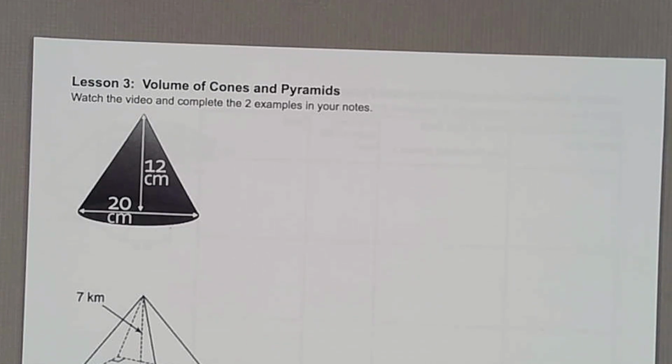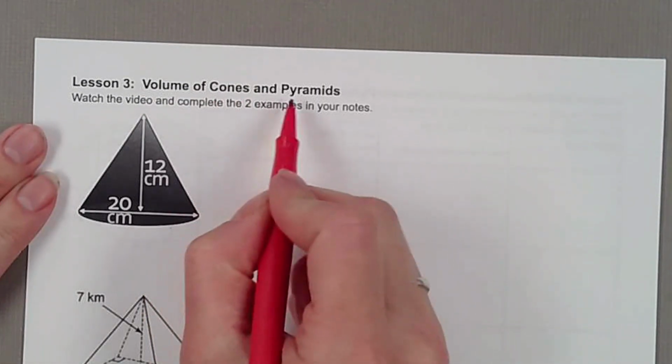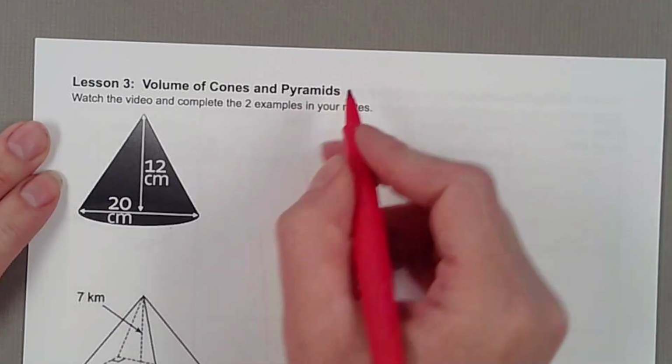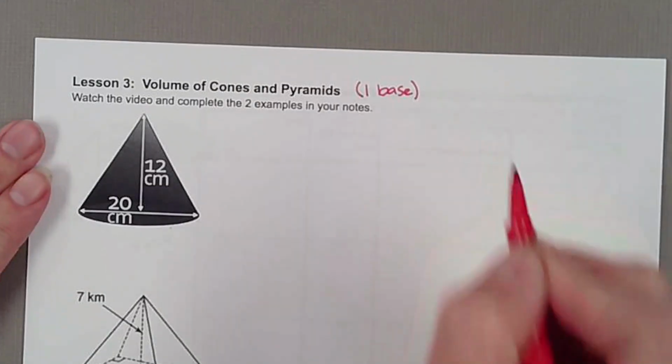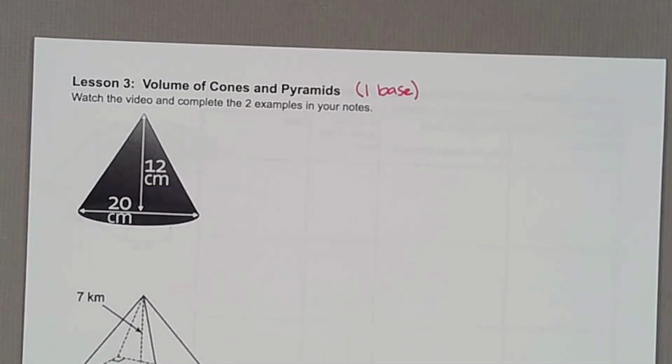This video is for lesson 3. We're doing the volume of cones and pyramids. For cones and pyramids, the difference about them is that they only have one base. So if they only have one base, you're going to name them a cone or a pyramid. And then the formula for volume is a little bit different.